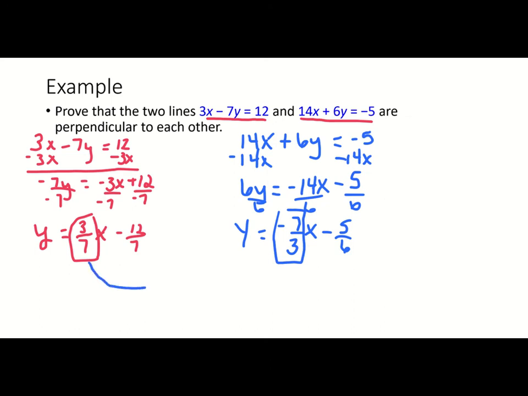Remember, to be perpendicular, the slopes have to be opposites and reciprocals. I have one positive, one negative, so that's good. The reciprocal of 3/7 is 7/3. So because the slopes are opposite and reciprocals, they are perpendicular to each other.